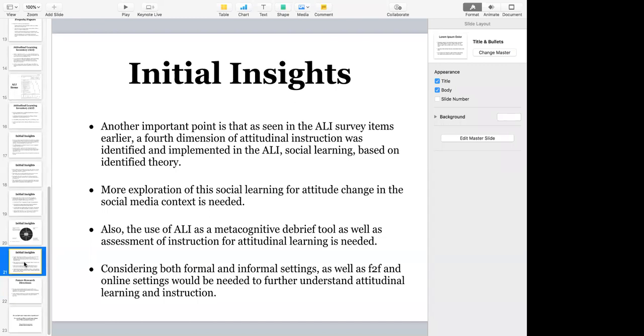considering both not just formal settings, like in schools or higher education, but also informal learning settings like state fairs and museums, exhibitions, as well as different face-to-face and online courses. More research really needs to be done to further understand attitudinal learning and instruction better. So not only can we understand what is happening, but also in the future, how can we design instruction to be more fair and really thought-provoking for the students and us, to have a more stable attitude and a positive attitude that benefits us and society.